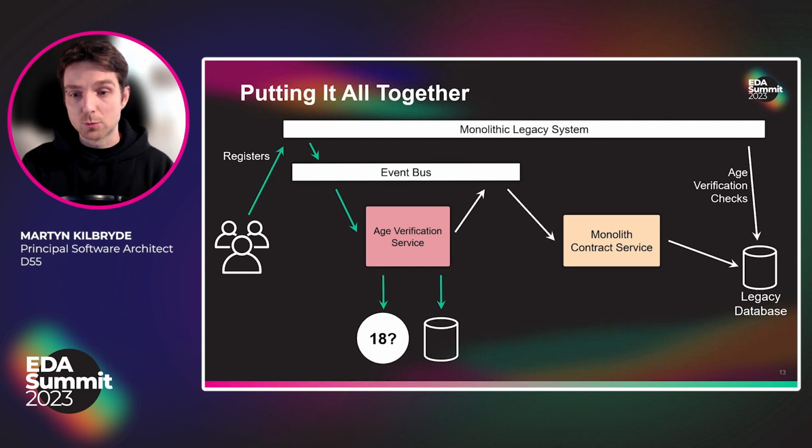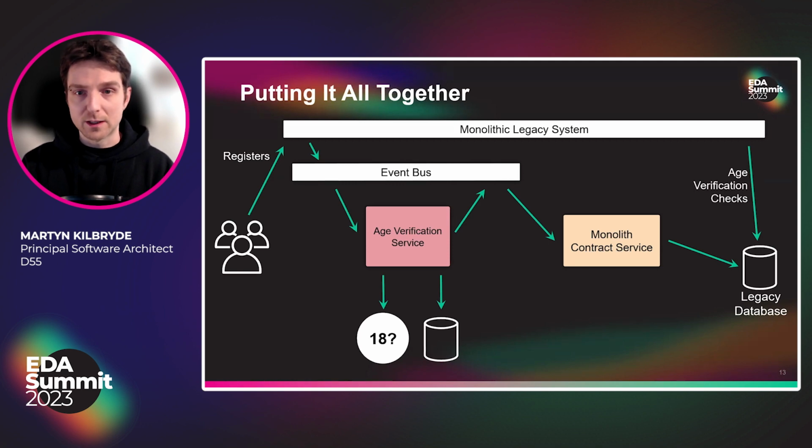Then an event notification was fired from this service back to the event bus with the result of the verification for a customer. That was then fired from the event bus and routed onto the legacy mimic, or our monolith contract service. That then was persisted into the legacy database. And that allowed the monolithic legacy system to continue doing age verification checks against that database.